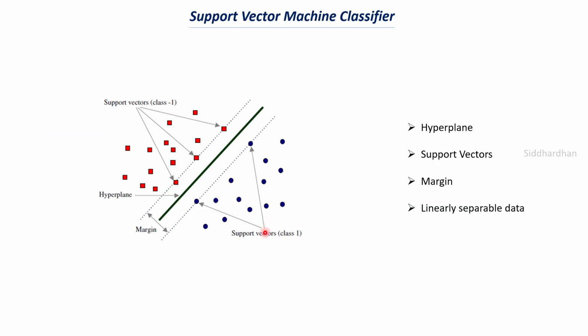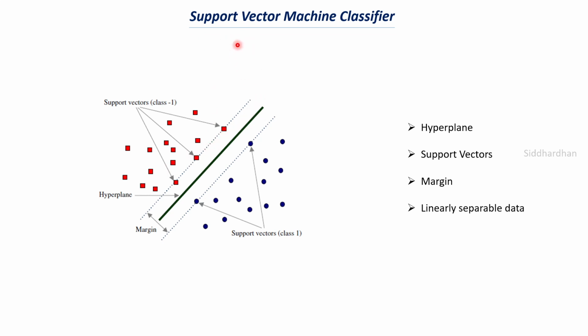I'll give you a quick recap of what we discussed in the previous video. We know that a support vector machine, or SVM model, can be used in both classification as well as regression tasks, but it is mainly used in binary classification problems. Binary classification means the model will try to classify the data into two groups. You can see the two groups here: one type of data is represented as blue colored circles and the other as red colored squares.